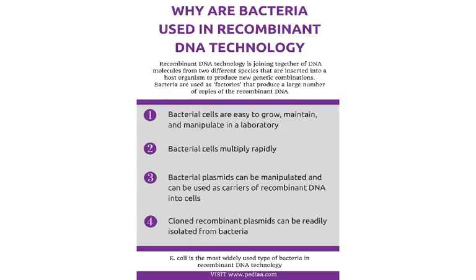Then an overview of it. Why are bacteria used in recombinant DNA technology? Number one, bacteria are easy to grow and maintain. They're very easy to grow. They can be maintained and manipulated in the laboratory, and multiply very rapidly. Bacterial plasmids can be manipulated, and cloned recombinant plasmids can be readily isolated from bacteria. So basically, why bacteria? The main reason is, of course, that they multiply very rapidly, and you can manipulate them in the lab and easily work on them. So we need something which is easily workable.